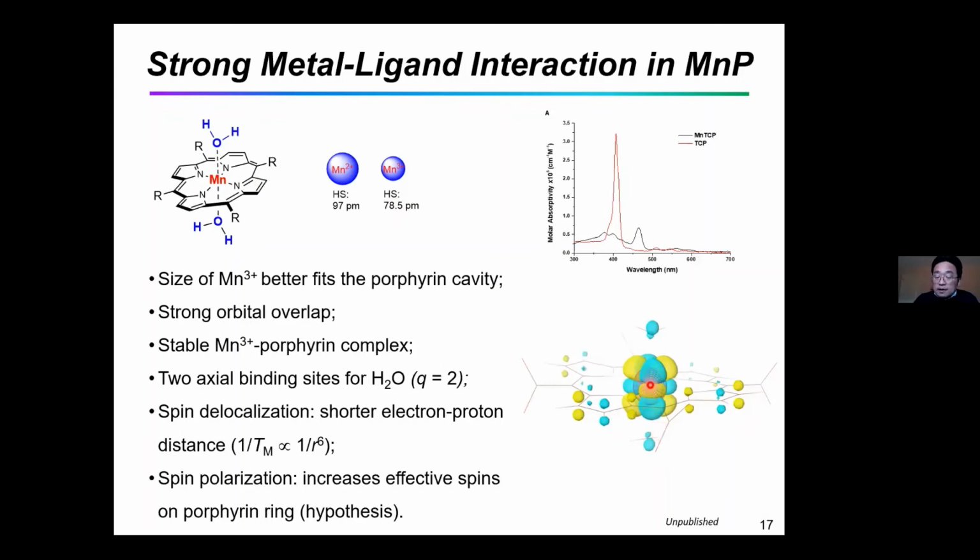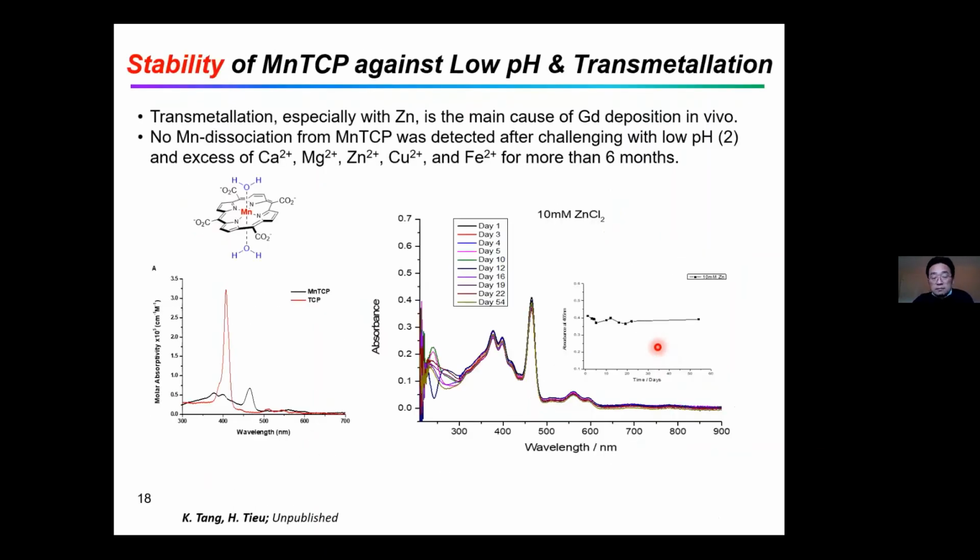As you can see here, the spin population, as we predicted, is delocalized. The spin is not only on the manganese, but also goes through the porphyrin. You see not only one side of spin or positive spin, you see both alpha and beta spin. Interestingly, a little bit of spin even goes into the water, and that could significantly increase the relaxivity. But there are still lots of questions unanswered, and we need much more theoretical and experimental effort to understand these behaviors.